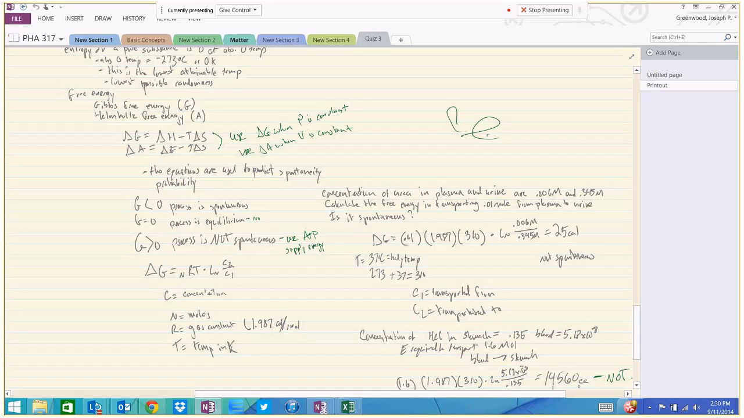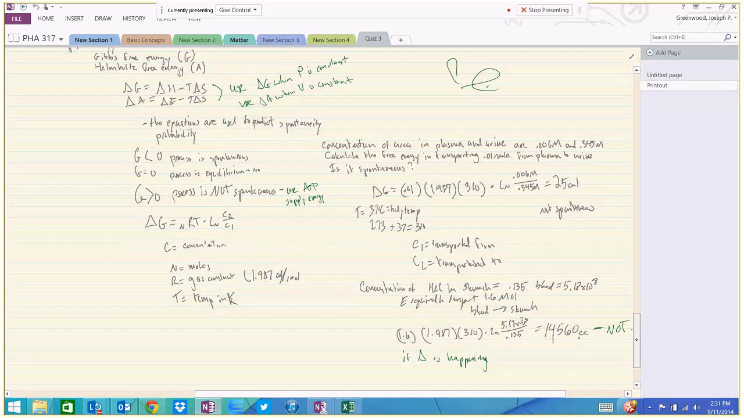We'd have to do something like apply heat to make that move from left to right in the reaction. But in our body, I think you would use some sort of ATP energy, but that's thinking beyond where we're at right now, in biochem. And if it was less than zero, it would happen spontaneously.